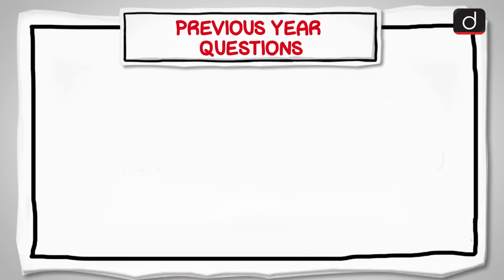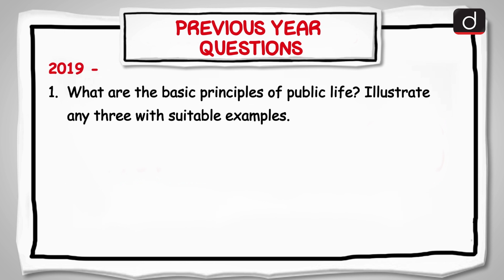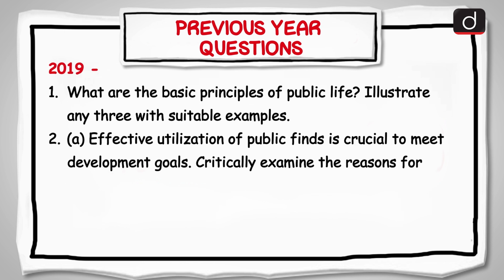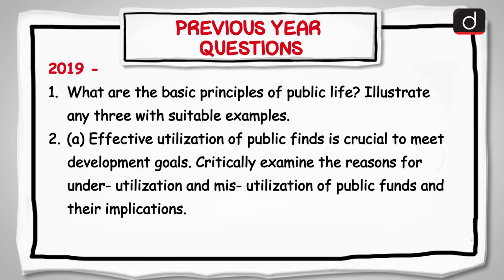Now let us look at the questions that have been asked in the previous year examinations. In 2019, the following questions were asked. What are the basic principles of public life? Illustrate any three with suitable examples. Effective utilization of public funds is crucial to meet development goals. Critically examine the reasons for underutilization and misutilization of public funds and their implications.